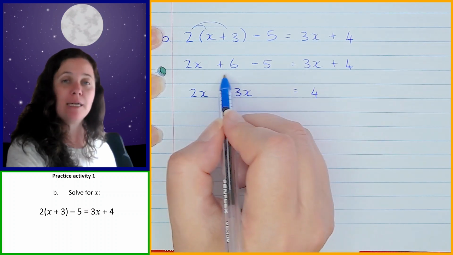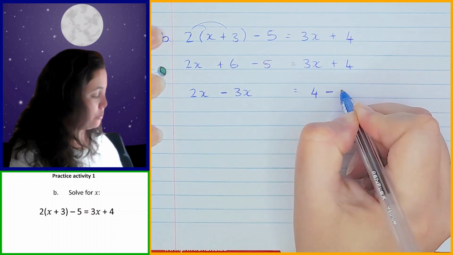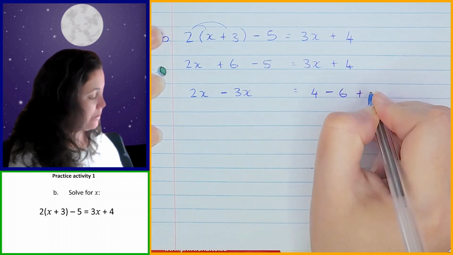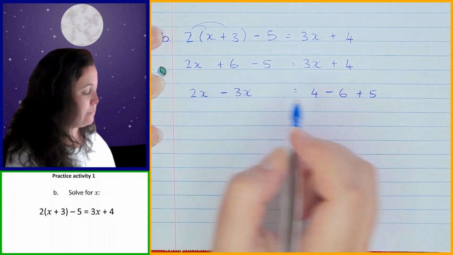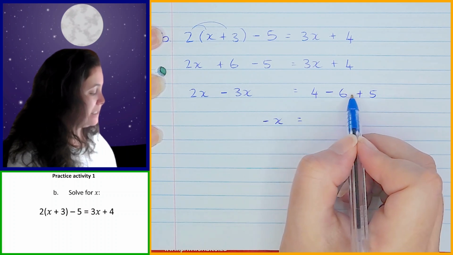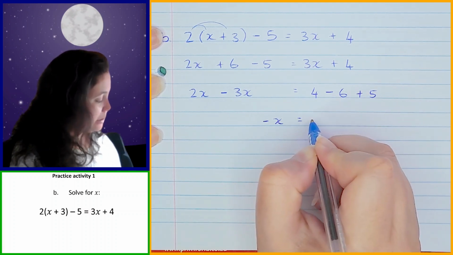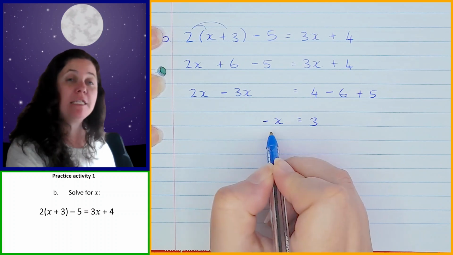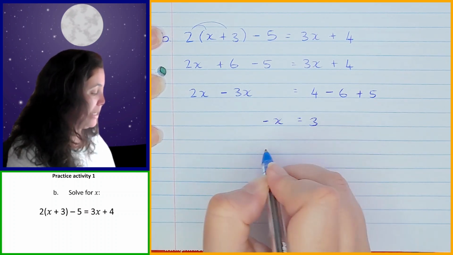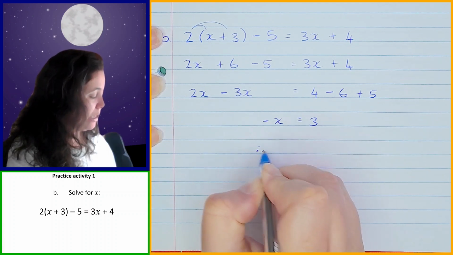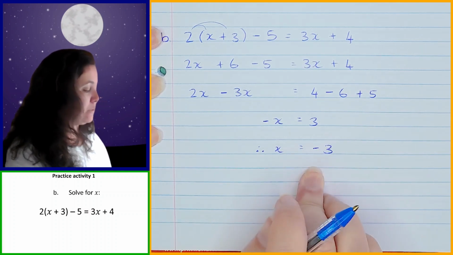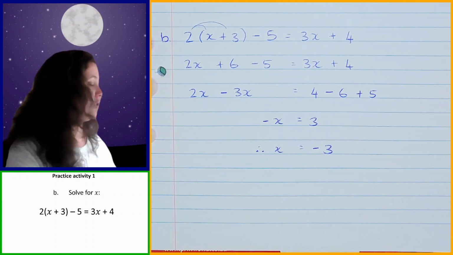Then over here I have to subtract 6 to get rid of it, so I'm going to subtract 6 on the right as well. Then I had to add 5 to get rid of this term, so I need to add 5 over here as well. So I've got 2x minus 3x, that is negative x, equals 4 minus 6 plus 5, that gives me 3. And then now I need to get rid of this negative because I don't want to know what negative x is, I want to know what x is. So I'm going to divide by negative 1 on both sides. That's going to be x equals 3 divided by negative 1 is negative 3. So that's what you should have got for question B. Right, let's go on to the next one.